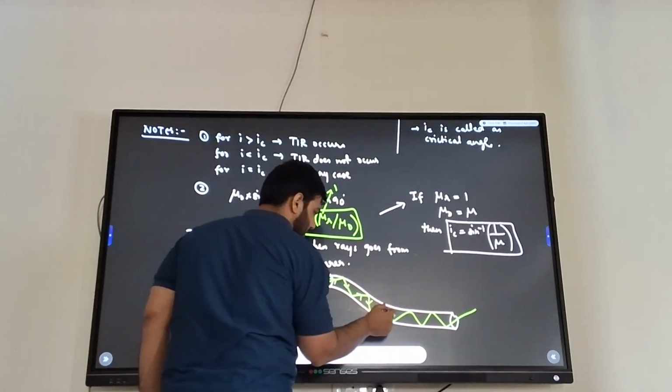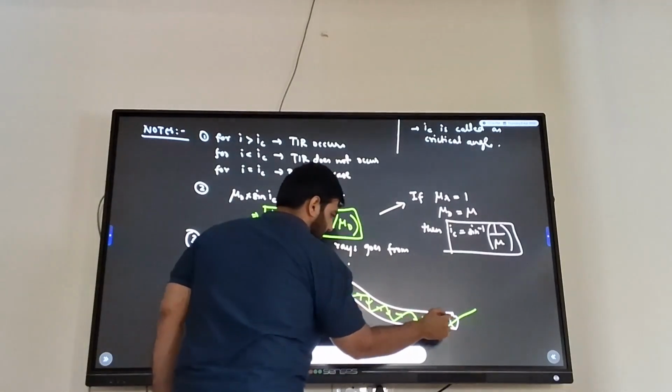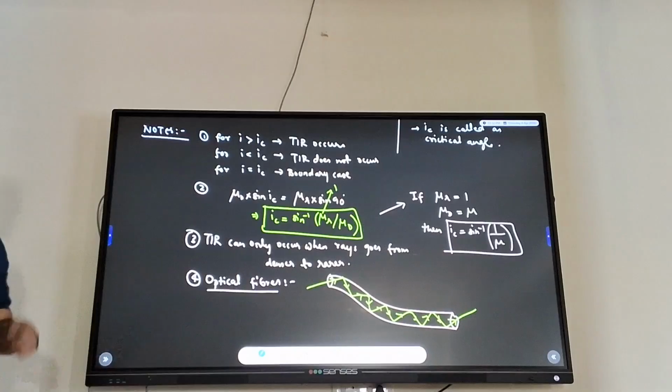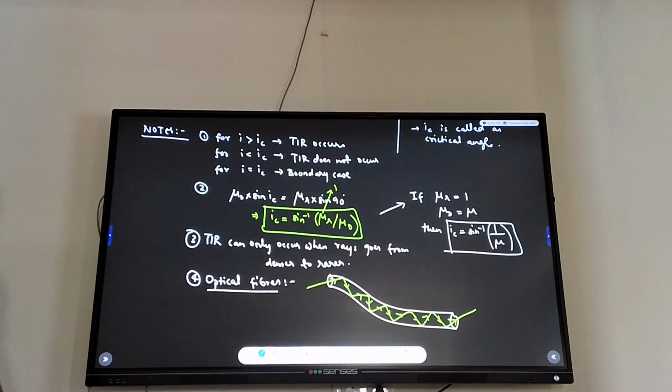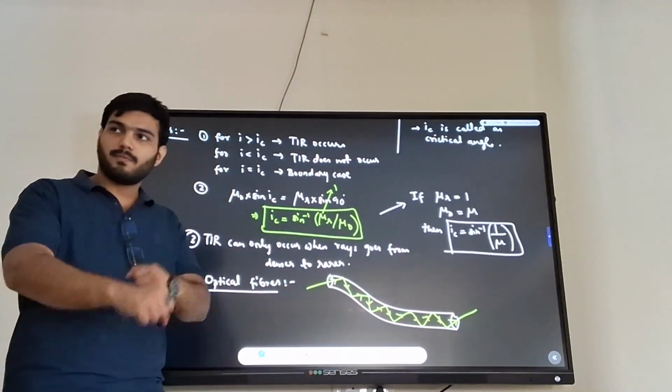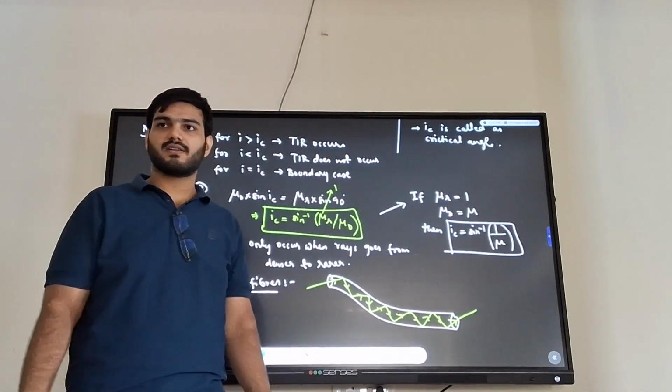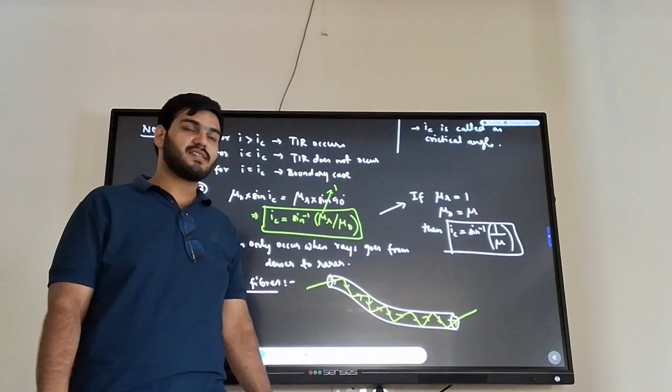And then they come out. There is no loss. It uses the principle of TIR. Okay? And I wanted to say something more. It does not matter if you bend your wire, if you close off your wire, TIR will still occur. That's the important thing.